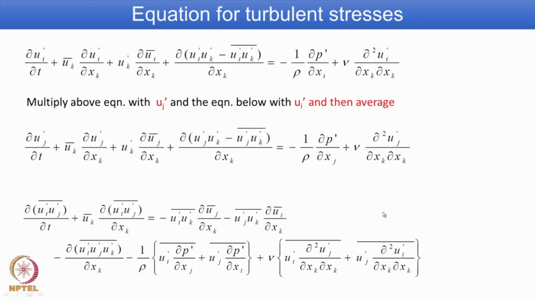Now, if you look at this expression, the variable term is actually u_i' u_j' bar, that is a variable in this equation. Hence, our starting desire is to get an additional PDE for this unknown. However, when you look at this equation closely, you will observe that you are getting a new term, the third order correlation term u_i' u_j' u_k' bar.